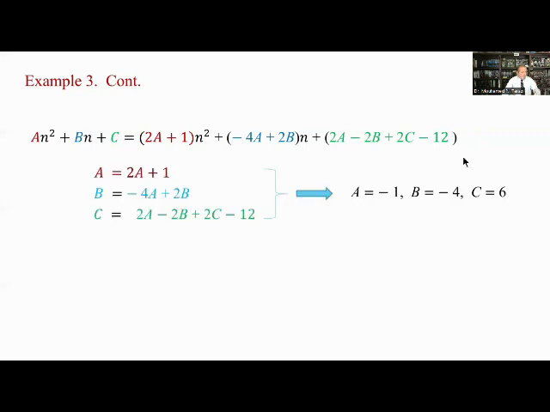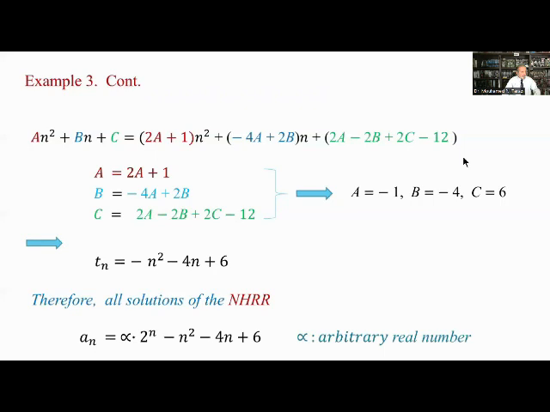Okay, very simple. You solve this system of linear equations and you find A = -1, B = -4, C = 6. So this is your particular solution of the non-homogeneous recurrence relation. That means now all solutions will be the sum of this plus this. Alpha is an arbitrary real number.